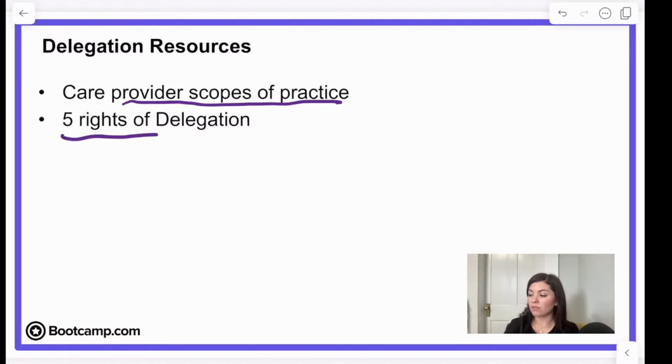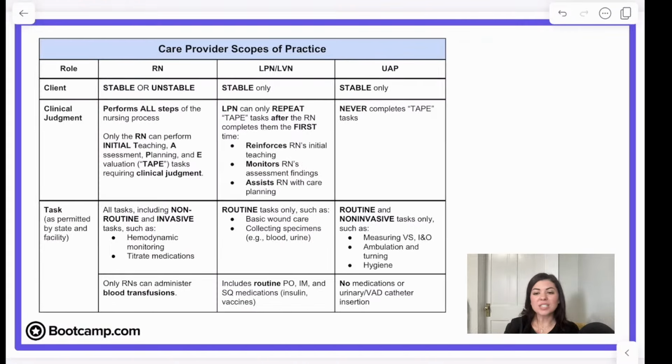And then the 5 rights of delegation. So both of these resources are really going to help us as we navigate delegation items, and of course, once again, help us navigate delegation when we're in the clinical setting. So let's briefly talk about these 2 resources. The first one, the provider scopes of practice. So let's talk about each person's scope very briefly.